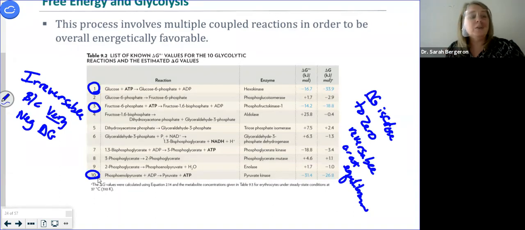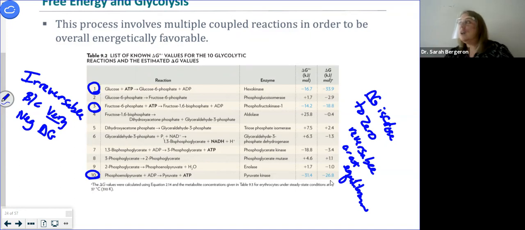So these irreversible reactions are highly regulated reactions within glycolysis because they are going to determine whether or not glycolysis is going to happen, right? So you'll see lots of regulation here. These are like the determining reactions. So these are really important reactions. So if we add up all of these values, then you can look at the overall delta G for glycolysis.